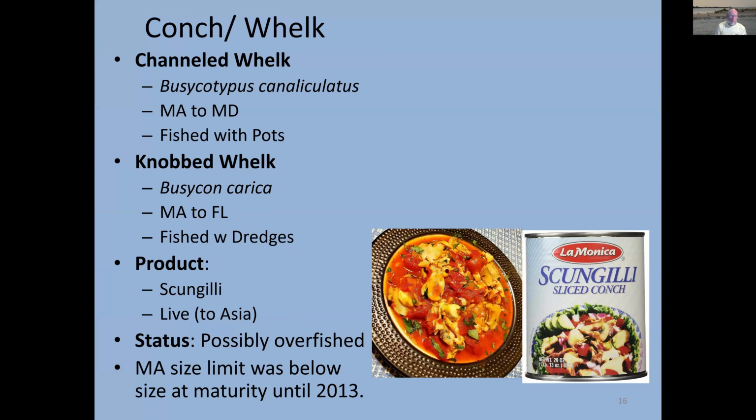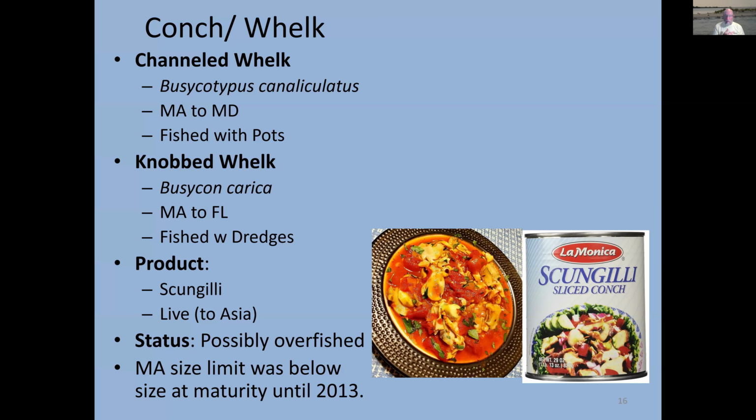I studied these things up in Massachusetts. There's a couple of different types of whelks. There's the channeled whelk, Busicotypus canaliculatus, which is fished with traps up in the northern parts of the coast and New England. And then there's the knobbed whelk, which are fished with dredges from Maryland and Virginia on south. And they use these to make a product up in New England that's very popular called scungili, which is basically a stew made with chopped conch.